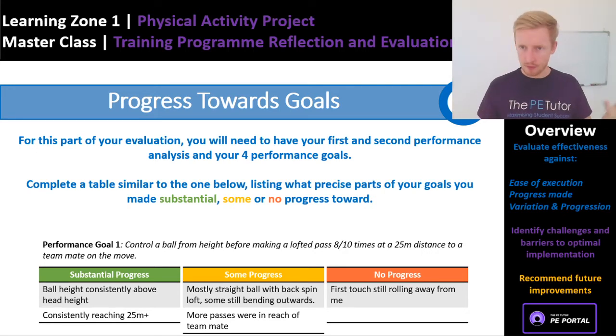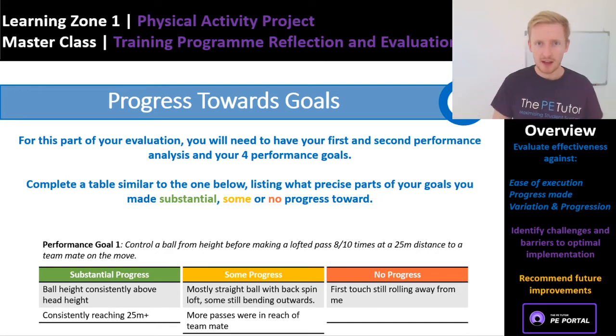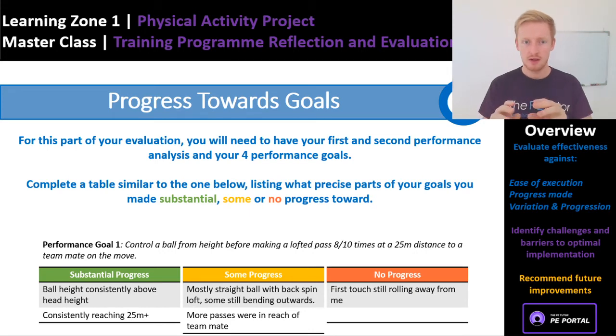So when you've got your 2 performance analyses and your 4 performance goals, break that performance goal down. Look at the example here. Performance goal 1 from soccer: control a ball from height before making a lofted pass 8 out of 10 times at a 25-meter distance to a teammate on the move. Quite an elaborate target, but I used SMART targets to generate that. It wasn't just being able to pass it to a teammate. It was more specific. It had measurable aspects.